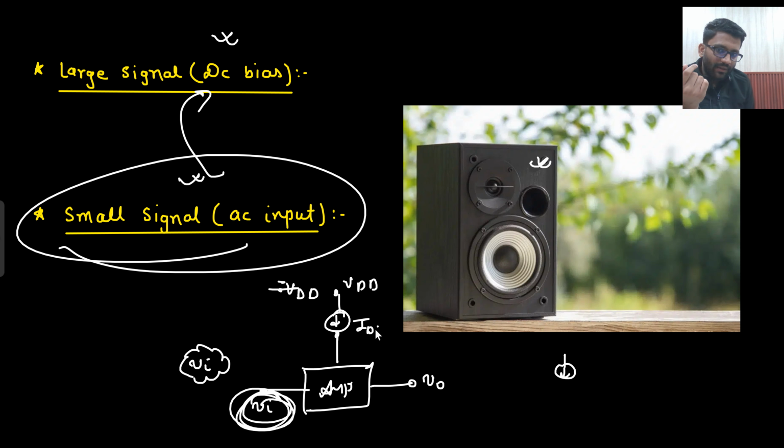VDD, IDD, IDC. So when I am studying about this V in, this IDC will be nullified. That means this will be open circuited. Nullifying means you understand, right? Voltage source will be shorted and current source will be open circuited. So here current source will be open circuited. And why do we do so?